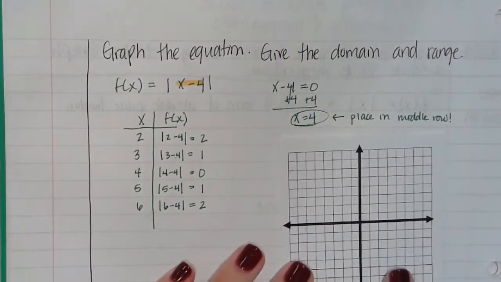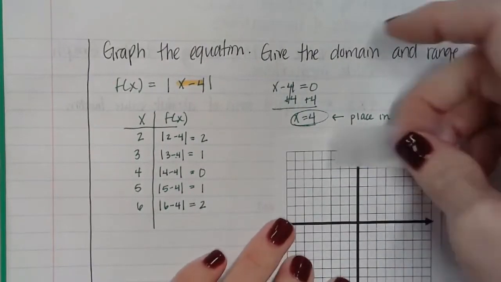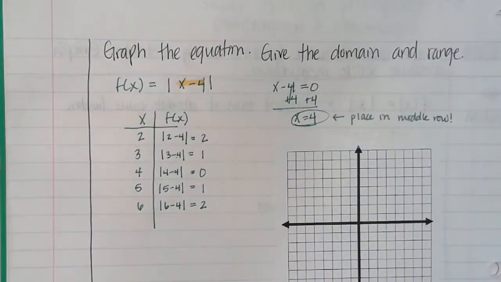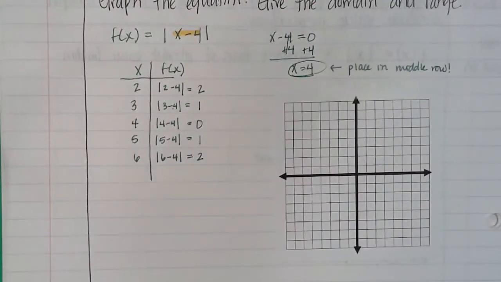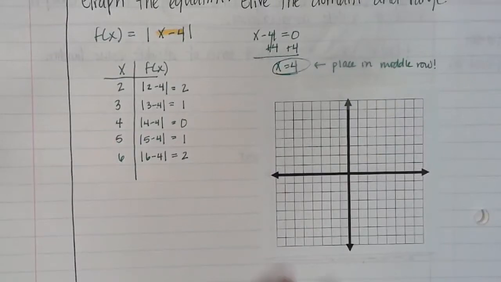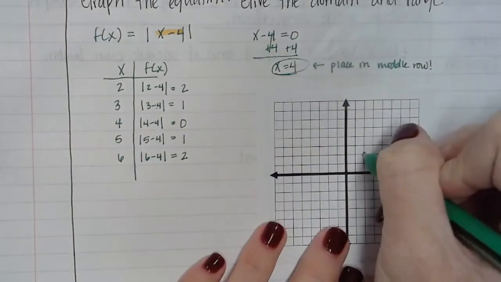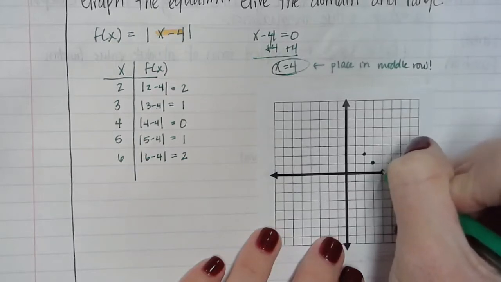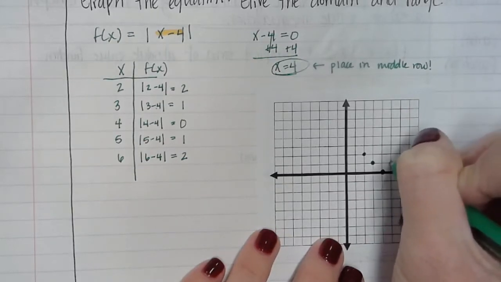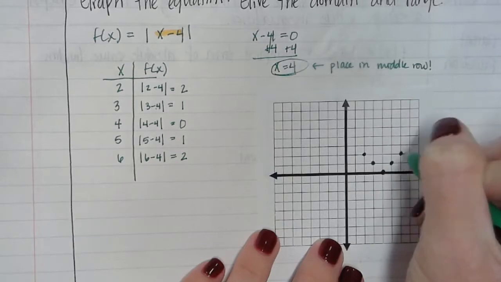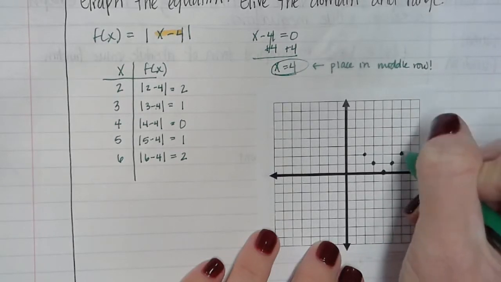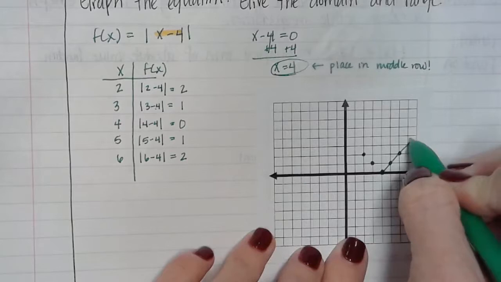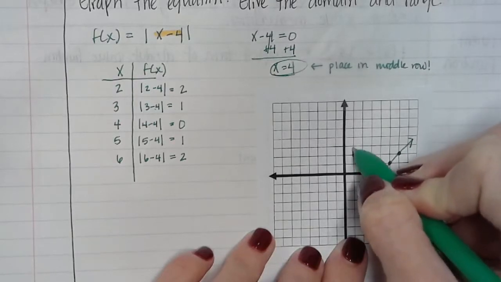Alright, so after I create the table of values, my last step is to graph. So now, I'm going to take these ordered pairs and plot them in the coordinate plane. So 2, 2, 3, 1, 4, 0, and then that's our turning point, 5, 1, and 6, 2. Now I'm going to connect the dots to create my absolute value graph.